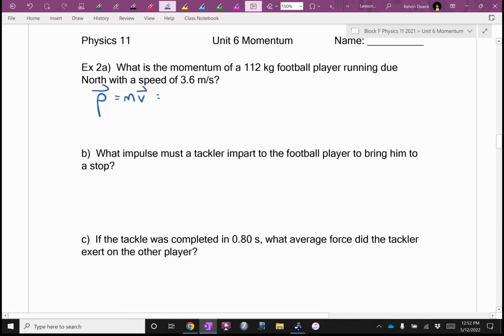Zayna, keep going. What's the mass? What's the velocity? What do you get? 403.2, and the units, I guess, would be kilogram meters per second. And if they asked for a direction, north.